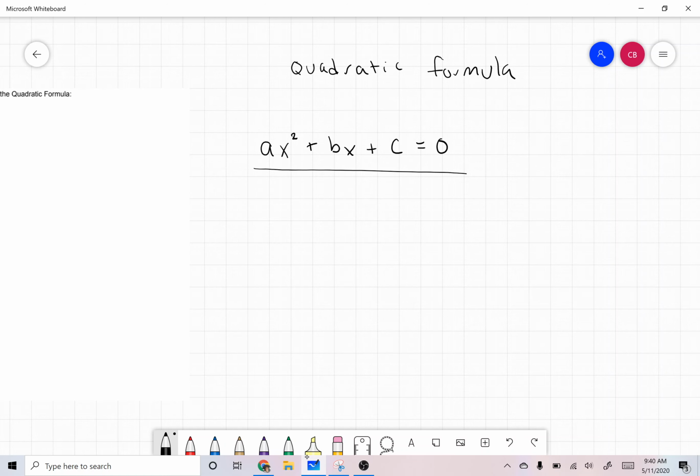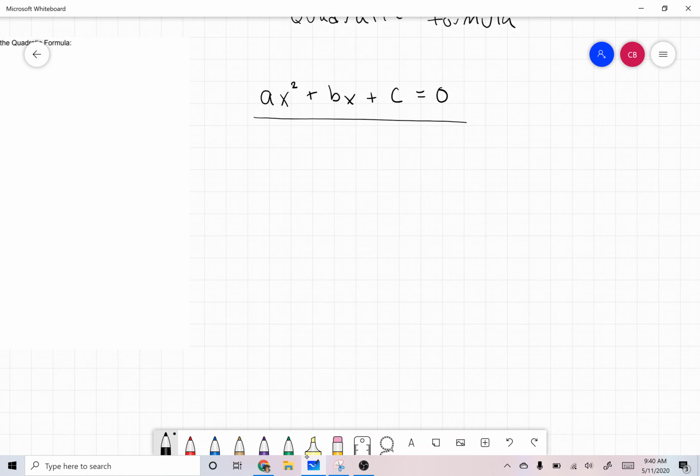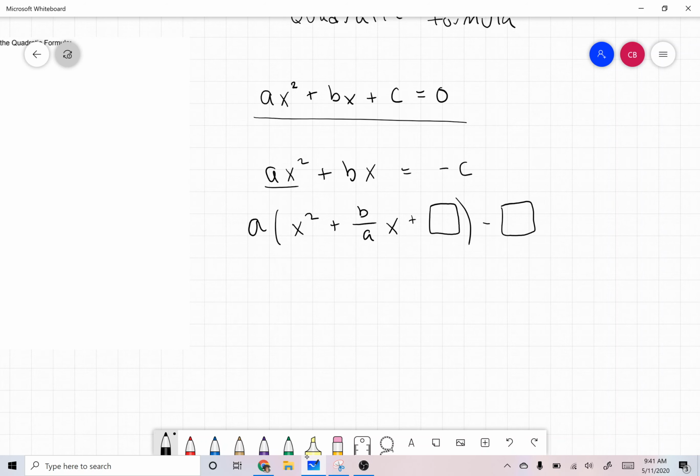What we are going to do is solve for x in this equation by completing the square. So we have ax squared plus bx plus c. We're going to subtract c to the other side, so minus c. Then if we want to complete the square, this needs to have no term that has a in it. So we're going to factor a out of these two terms, which means we have a times x squared plus b over a x plus something minus something is equal to negative c.